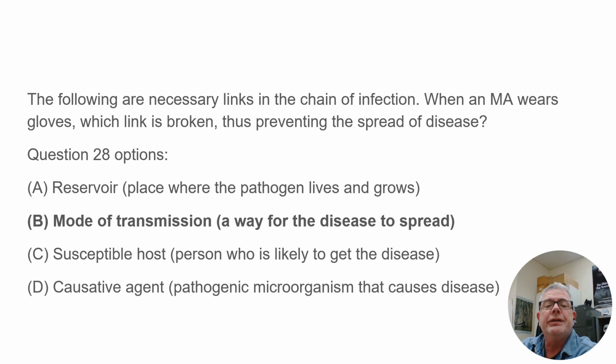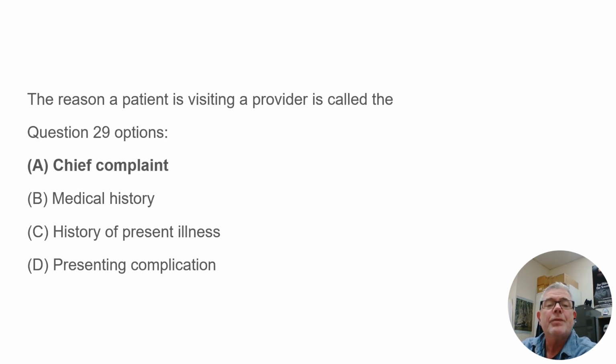The following are necessary links in the chain of infection. When a medical assistant wears gloves, which link is broken, thus preventing the spread of disease? And that would be mode of transmission, or the way that the disease spreads. Although that doesn't work if the medical assistant wears the same gloves going from patient to patient to workstation back to patient, because then you're just carrying germs with you for every single point. So for that reason, gloves should be changed after every patient interaction.